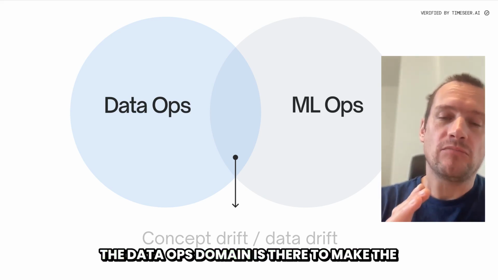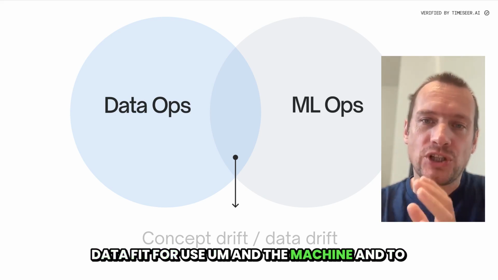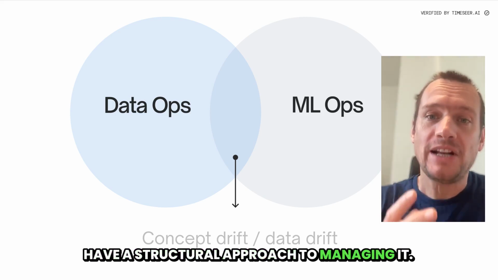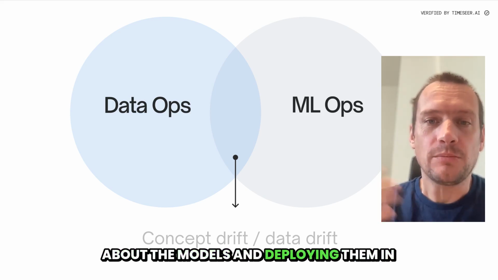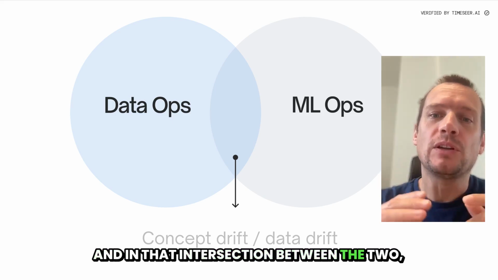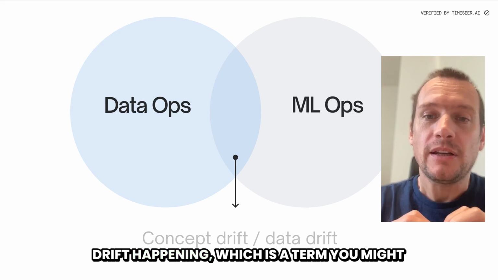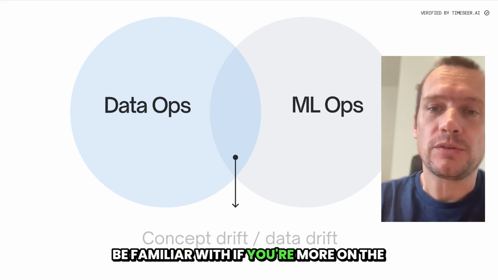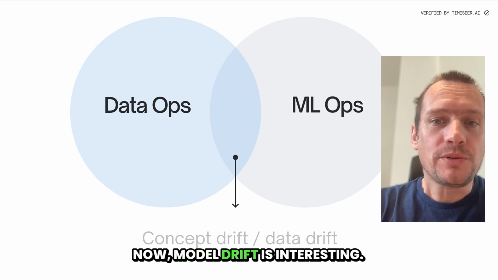The data ops domain is there to make the data fit for use, and to have a structural approach to managing it. And machine learning operations is about the models and deploying them in production and keeping them maintained and so on. In the intersection between the two, that's where you have topics like model drift, a term you might be familiar with if you're more on the machine learning side of things, because it's often used there, obviously.